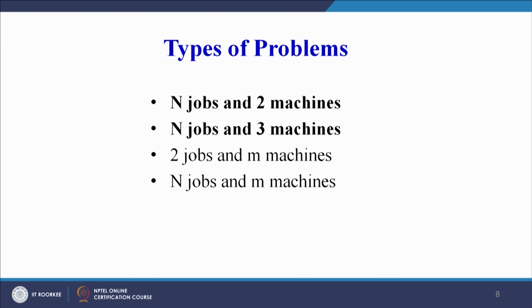Now different types of problems can be considered when we are doing the sequencing of jobs on machines or on the machining centers or the work centers. Now the problem can be that we have n jobs. For example, in the previous example that we have taken, there were 5 jobs. So n jobs and there are 2 machines. In our previous case, if you see, we had only one machining center or one work center.